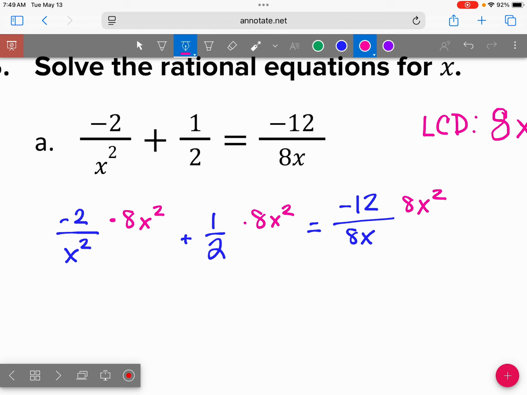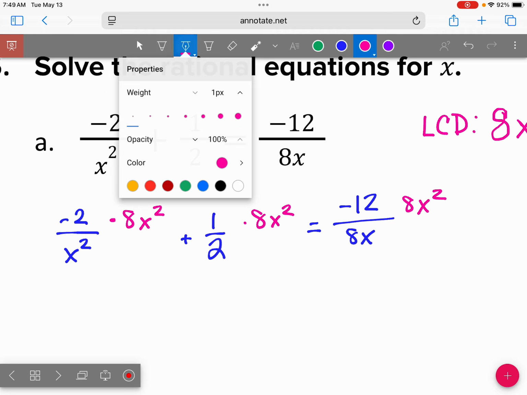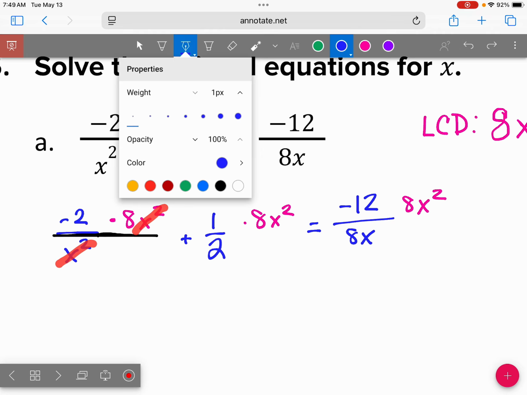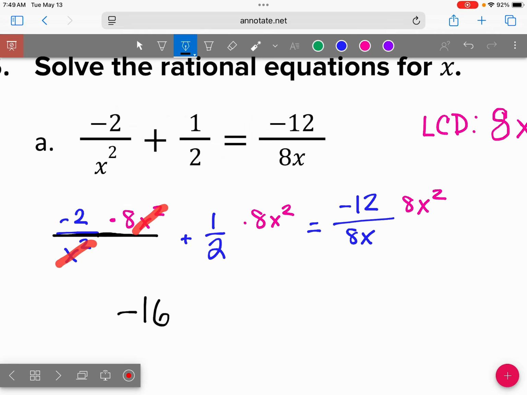So on our very first one, on the blue one, we can see the x squareds pretty clearly because when we are multiplying these fractions, it's just like one big old fraction. The x squared is going to cancel out with the x squared, and we're left with negative 2 times 8, which is also known as negative 16. Again, this next fraction, it's like multiplying across: 1 over 2 times 8x squared is the same as 1 times 8x squared over 2.